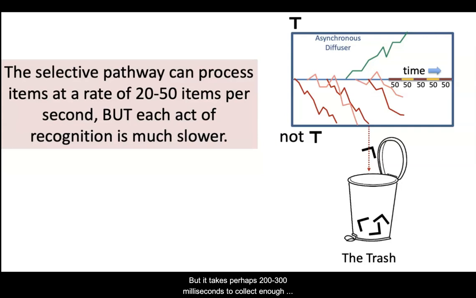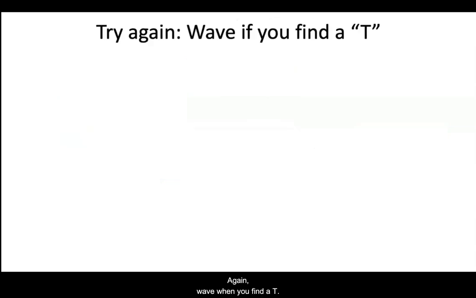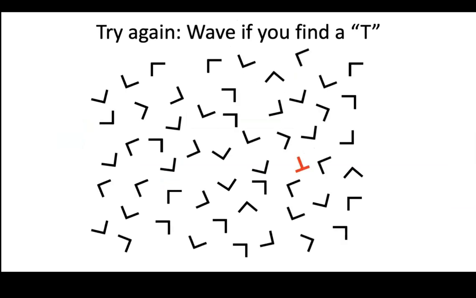but it takes perhaps 200, 300 milliseconds to collect enough information to decide if a specific item is a T or an L. The details of that are fleshed out in much more detail elsewhere. All right, so who controls access to this limited capacity bottleneck? Let's try this again. Again, wave when you find a T.